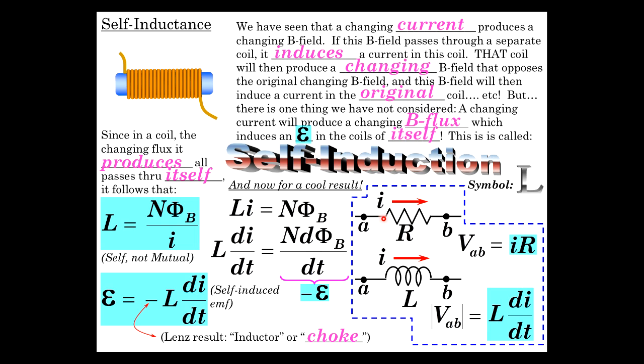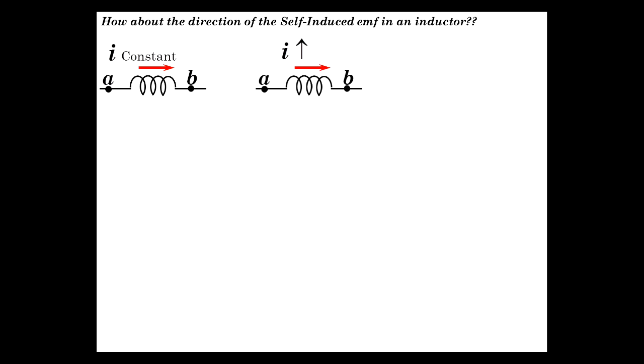So now we have a component that we've used with Kirchhoff, right? IR, that's the voltage. Now we have a voltage across this new component that's L dI/dt. And now we need to figure out the direction of the EMF induced in itself. So let's carefully consider the direction of that self-induced EMF in the inductor.